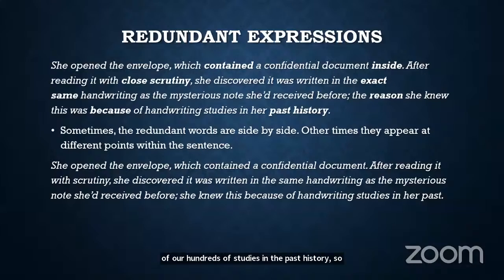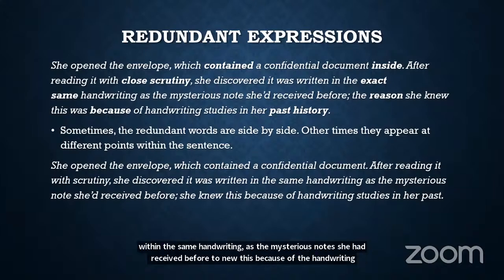Now, some of the redundant words are side by side, others are at different points in the sentence. So if we read the second one, it says, she opened the envelope which contained the confidential document. After reading it with scrutiny, she discovered it was written in the same handwriting as the mysterious note she had received before. She knew this because of the handwriting studies in her past. Now, this makes a lot of sense. And you've removed the redundant expressions, the words that are saying the same thing.